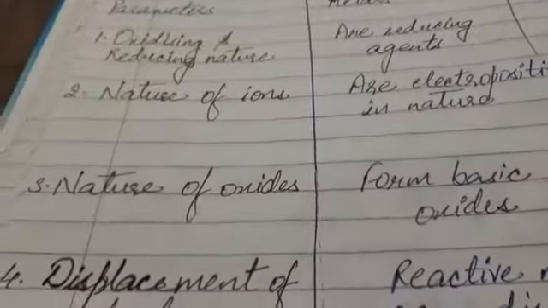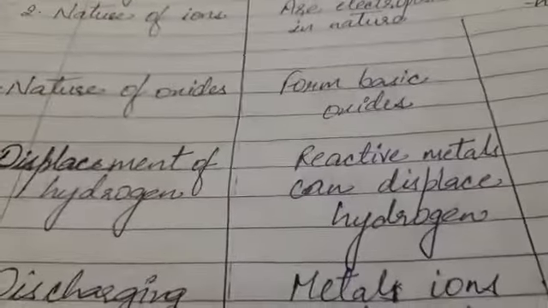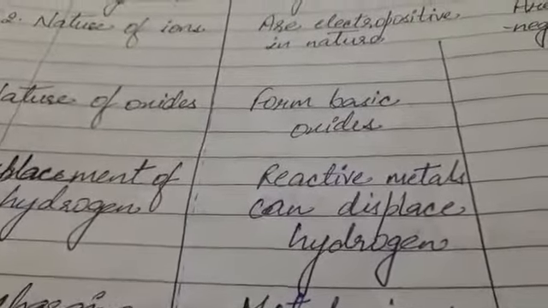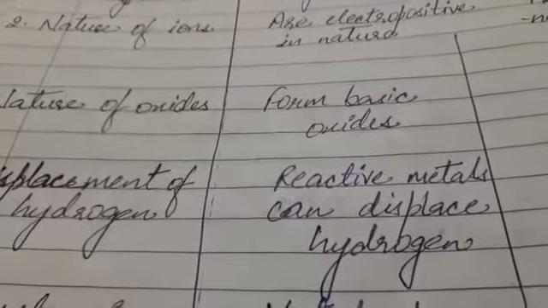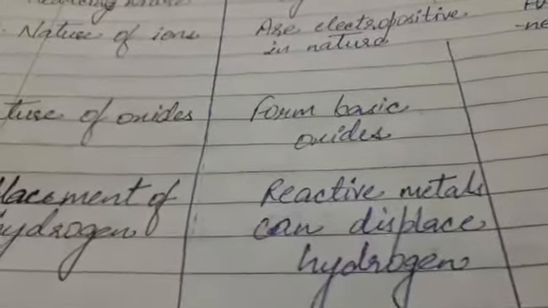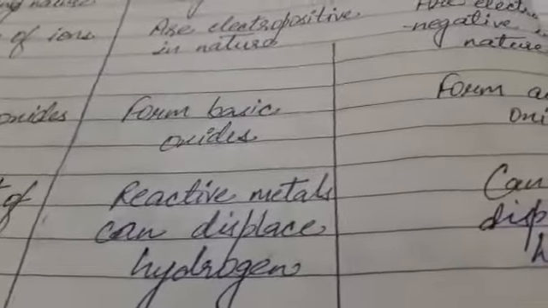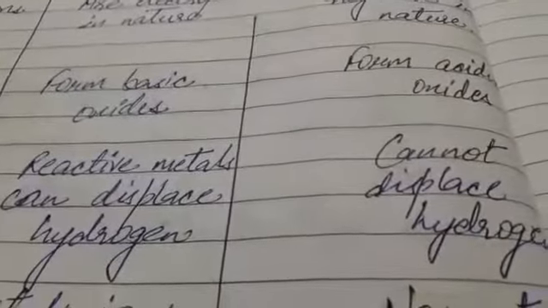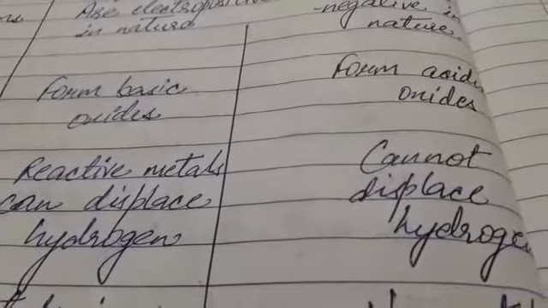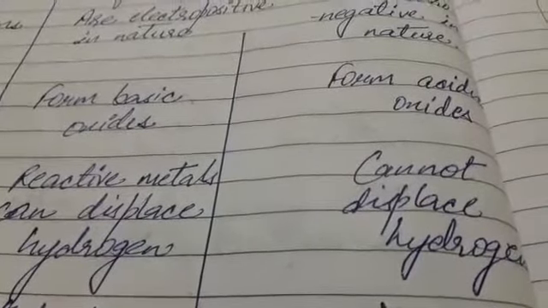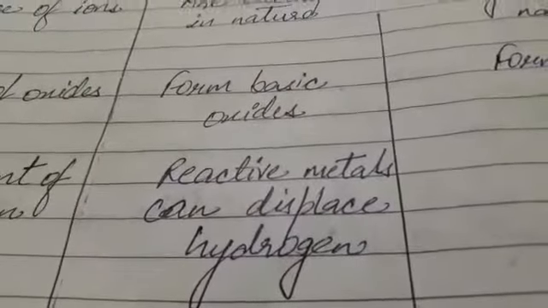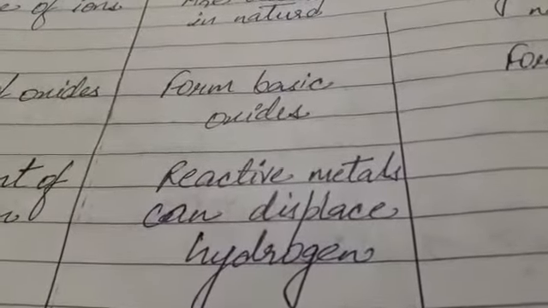Displacement of hydrogen atom. Metals are reactive and thus they can displace hydrogen, removal of hydrogen atom. Whereas non-metals cannot displace hydrogen from dilute acid and water, and thus they cannot react with alkalis. Whereas if we talk about metals, metals are reactive and they can displace hydrogen.